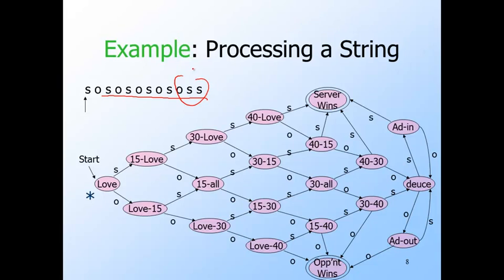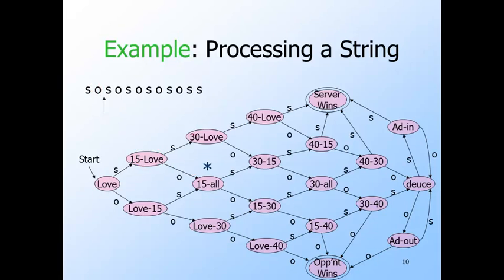We'll mark the current state by the star, and initially the current state is the start state. That's where all finite automata start out. The arrow indicates which input we are about to process. So here we are about to process the first event where the server wins the first point. We're going to follow the transition out of the state love, labeled S. Here we've made the first transition. The next input is O, and we're in state 15 love. The transition from that state on O is to state 15 all.